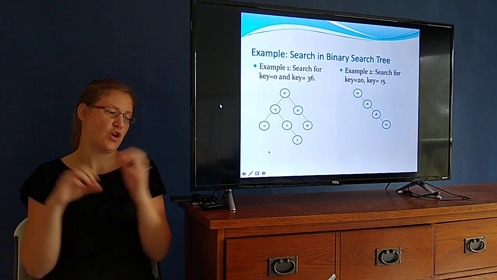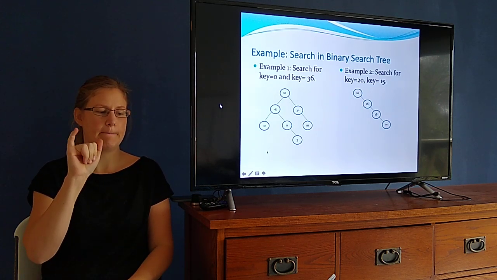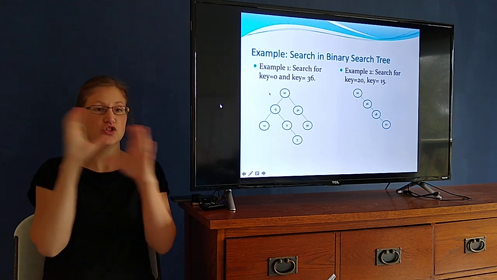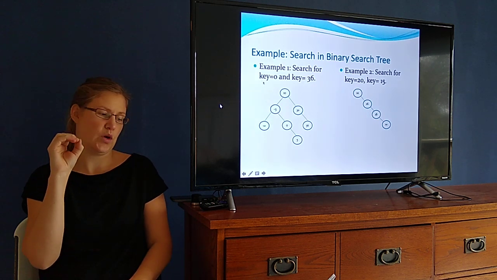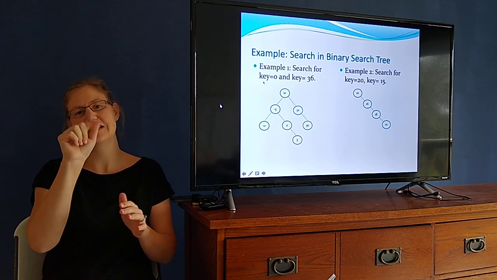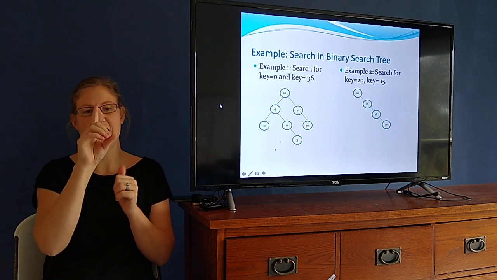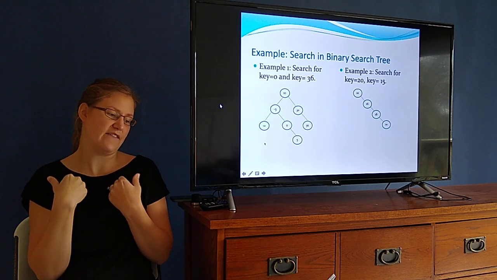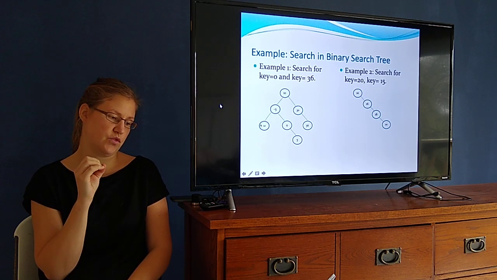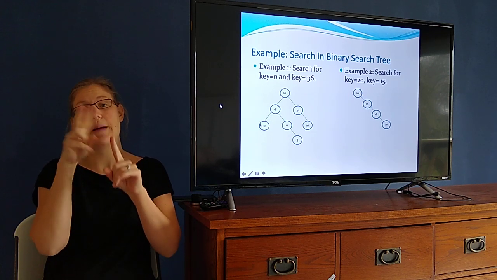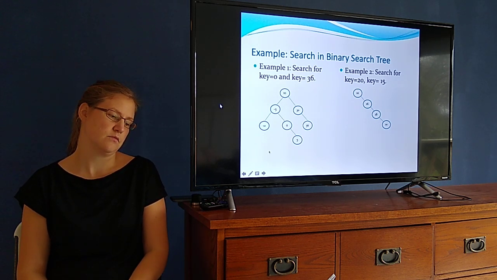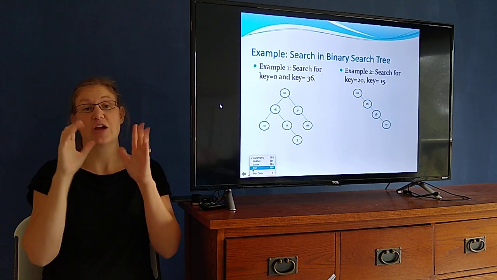Search in a binary search tree for the given key. So example 1, search for key 0 here. The key means the data. Now we are dealing with data, not only nodes here. So we have 0. To find 0, we need to apply the binary search tree. So now we need to compare the given data first with the root.